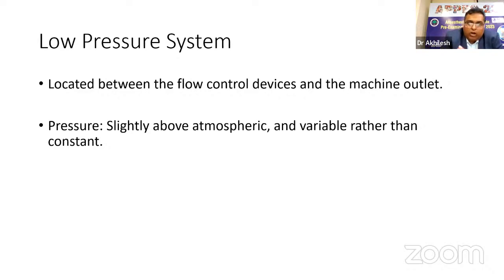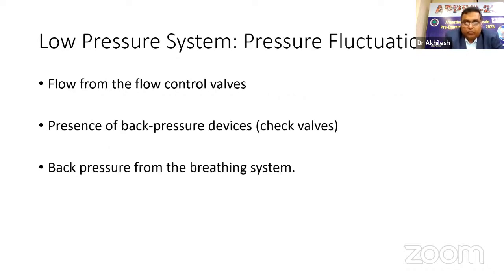After that, now comes the low pressure system. The low pressure system is located between the flow control devices and the machine outlet. The pressure is slightly above atmosphere and variable rather than constant. So there are pressure fluctuations from the flow control valves and the presence of back pressure devices. We'll be talking about these back pressure devices.